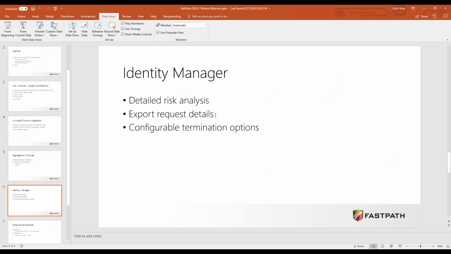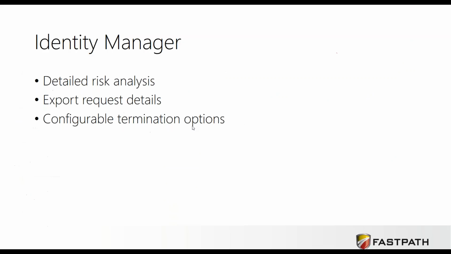Export request details. When you go to the request details page, there's just a new button at the top where you can export that request out to PDF. It's going to be the same PDF that you see in the notification that's sent out to users to let them know that a new identity manager request was created.